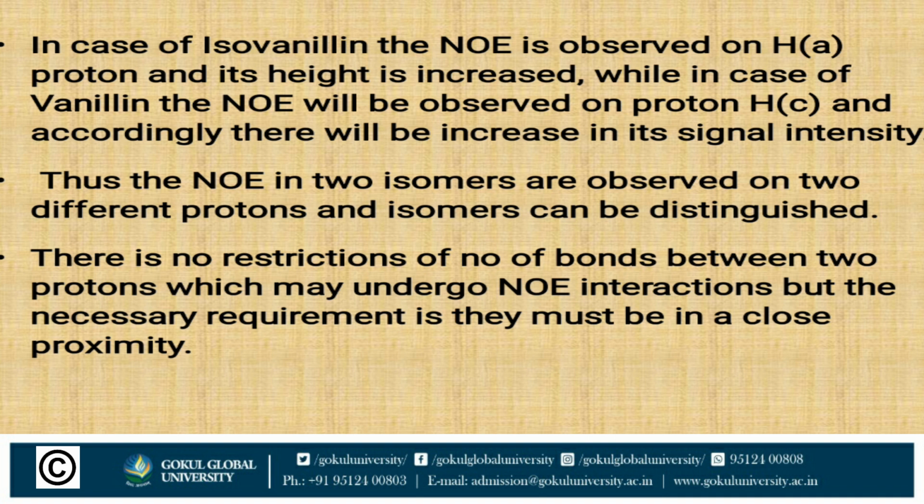In isovanillin the height of proton Ha increases, while in vanillin an NOE will be observed on proton Hc, and accordingly there will be an increase in its signal intensity. This signal intensity increases one by one, and we separate the signals, and we know which proton gives which signal. Thus the NOE in the two isomers is observed on two different protons, and the isomers can be distinguished.